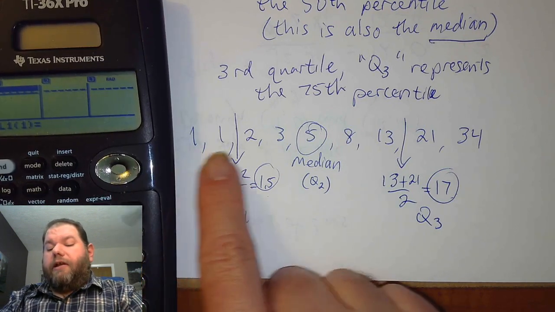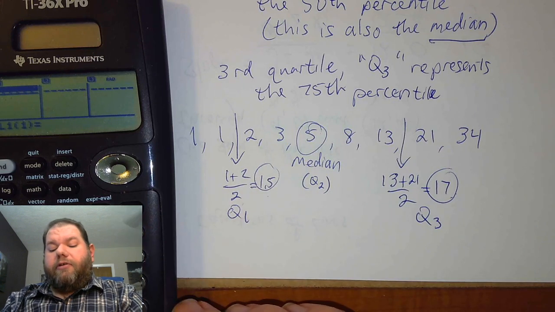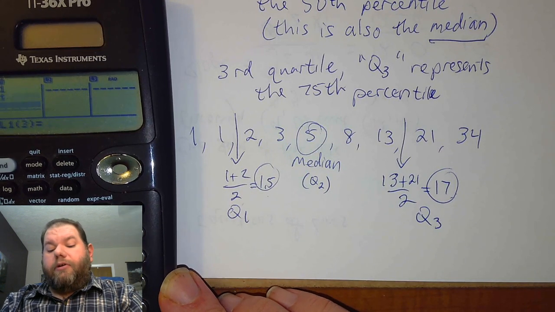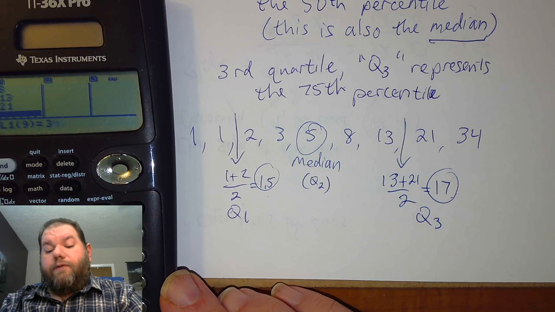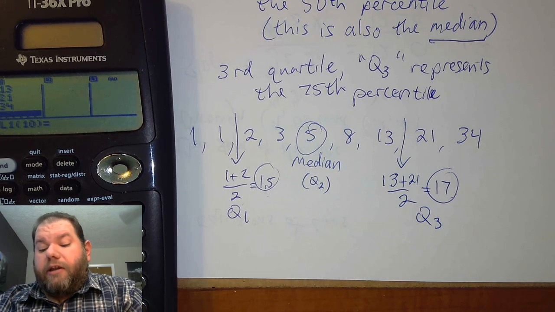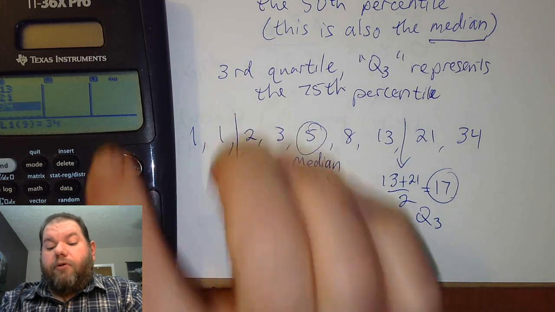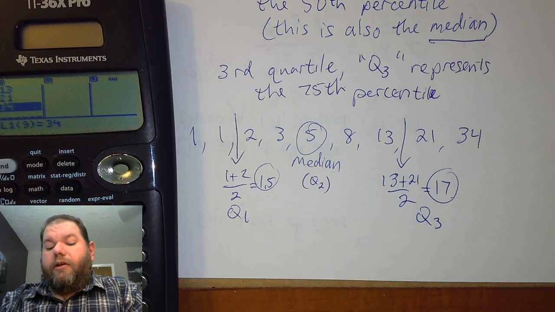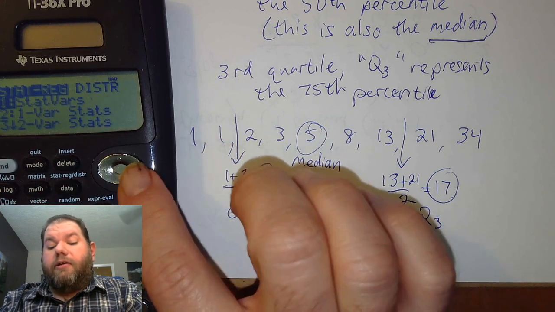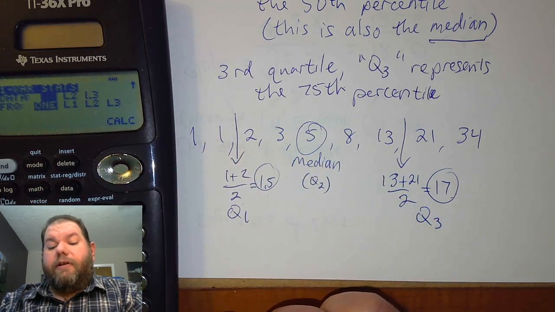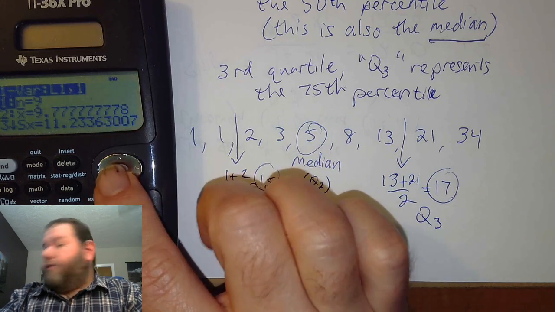So if we take our data here and enter it into the calculator, let's say 1, 1, 2, 3, 5, 8, 13, 21, and 34. We've got 9 data values. 34 was our 9th value there. And again, press second stat, go down to 1-Var Stats, enter, enter, enter, and we get our statistics here.